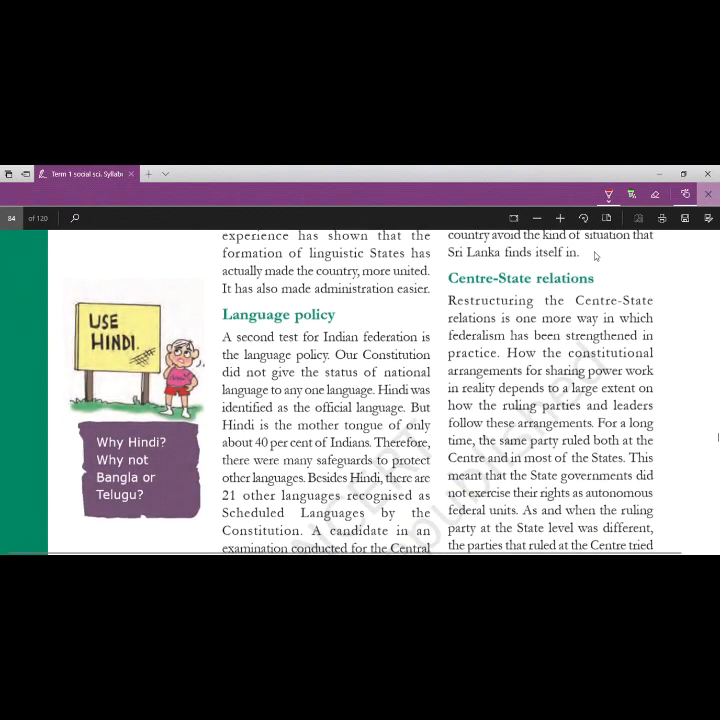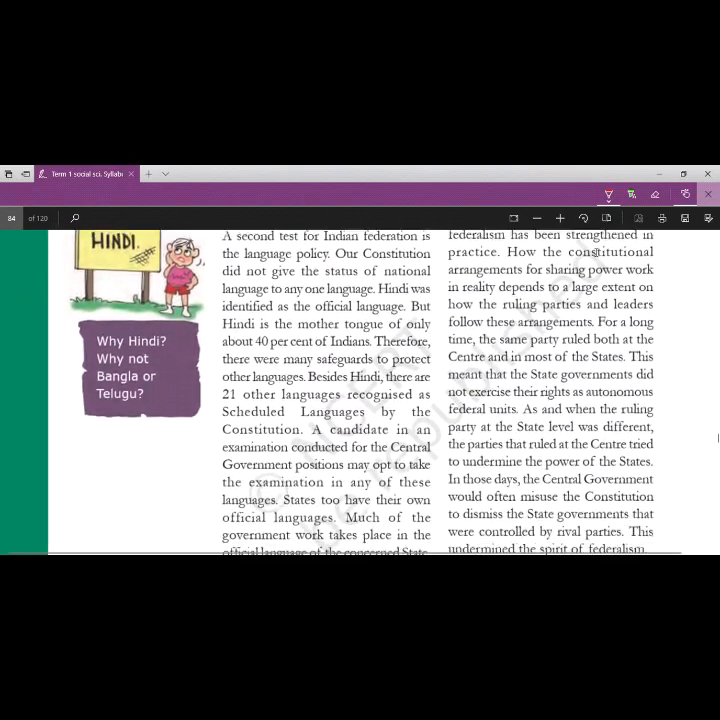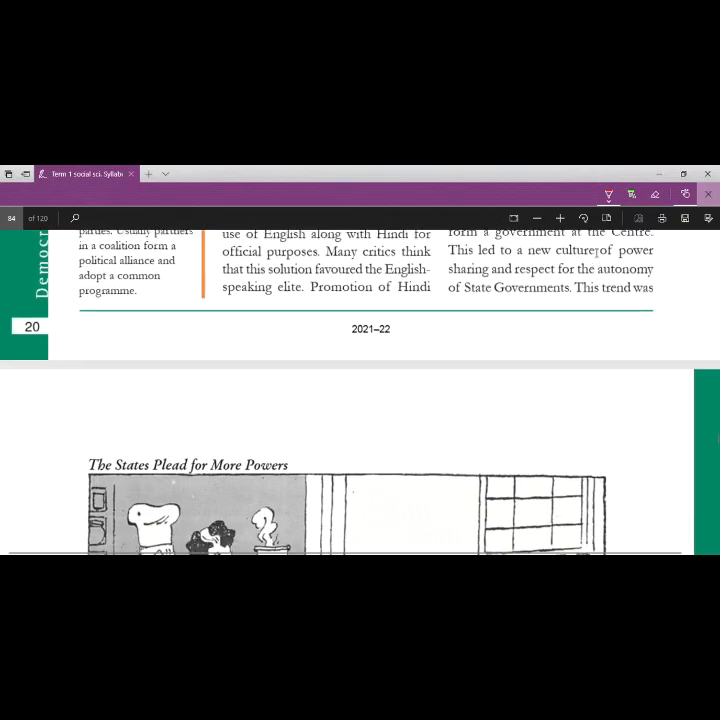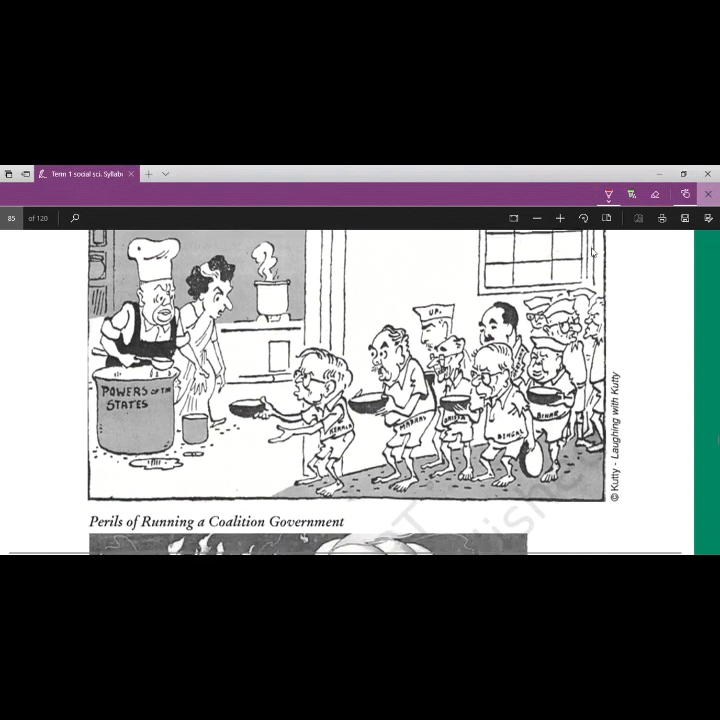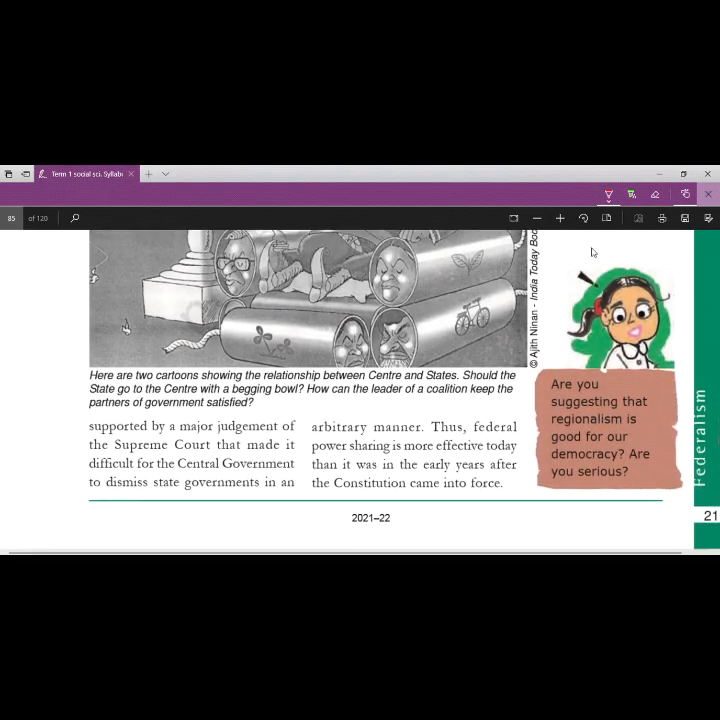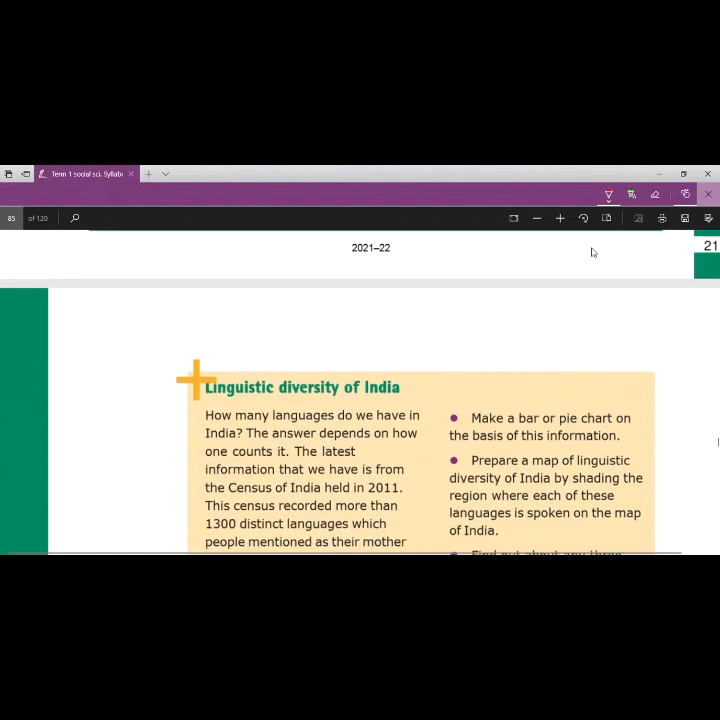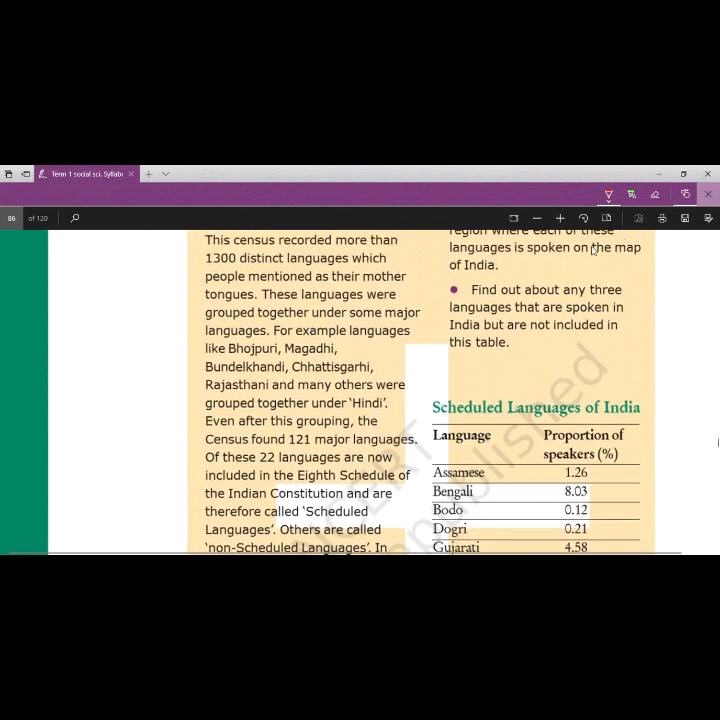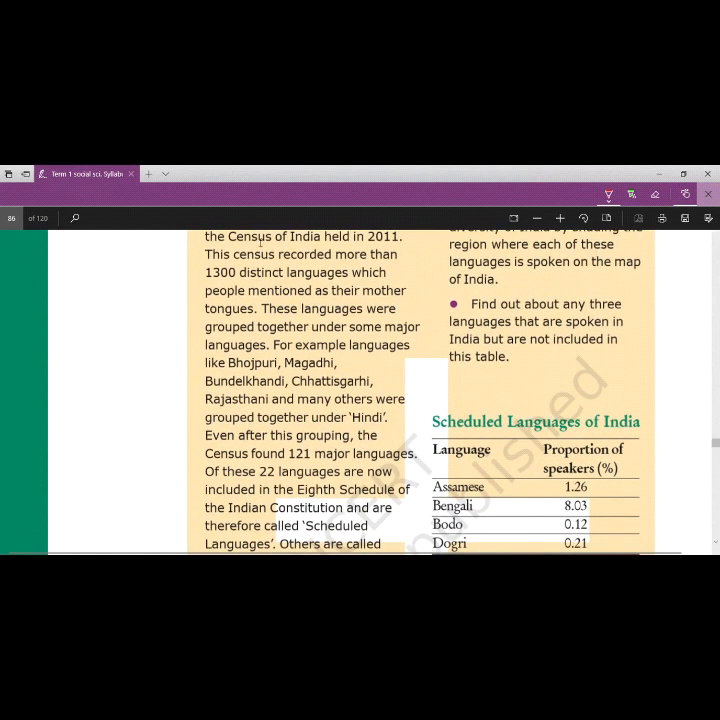what is language policy, what are center-state relations. Go through each and every paragraph, and from any line you can get a question. Then the linguistic diversity of India: 121 major languages are here, and 1300 distinct languages. The census recorded more than 1300 distinct languages which people mentioned as their mother tongues.